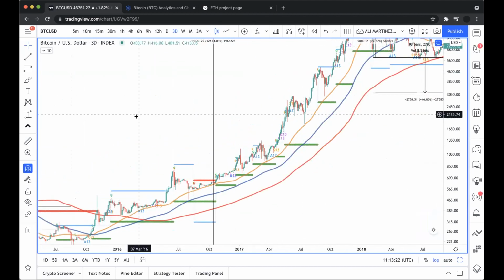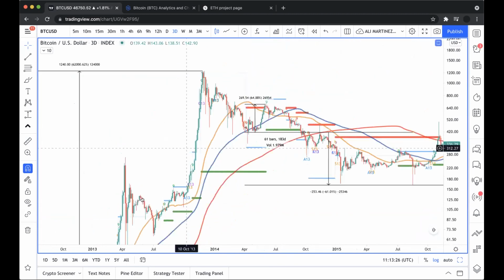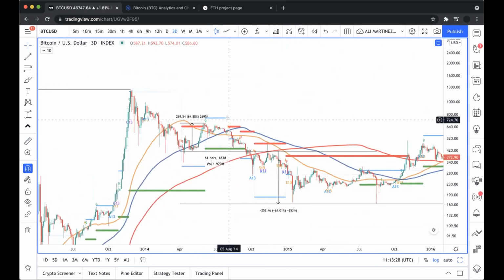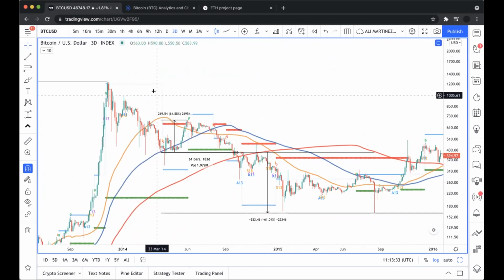So if we go back to the 2014 bull cycle, right? The first thing that I noticed is that not only does the break of the 50-week moving average mark the beginning of a bear trend after an exponential rise, but specifically the touch of the 103-day moving average, right?